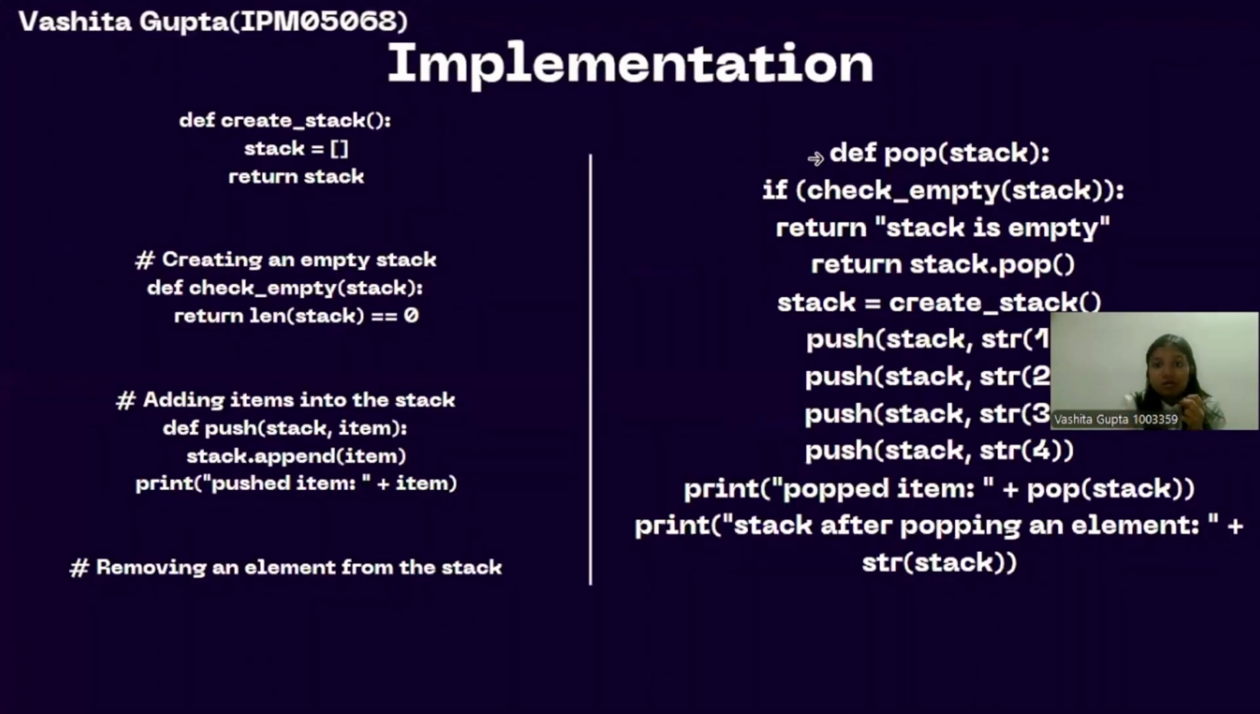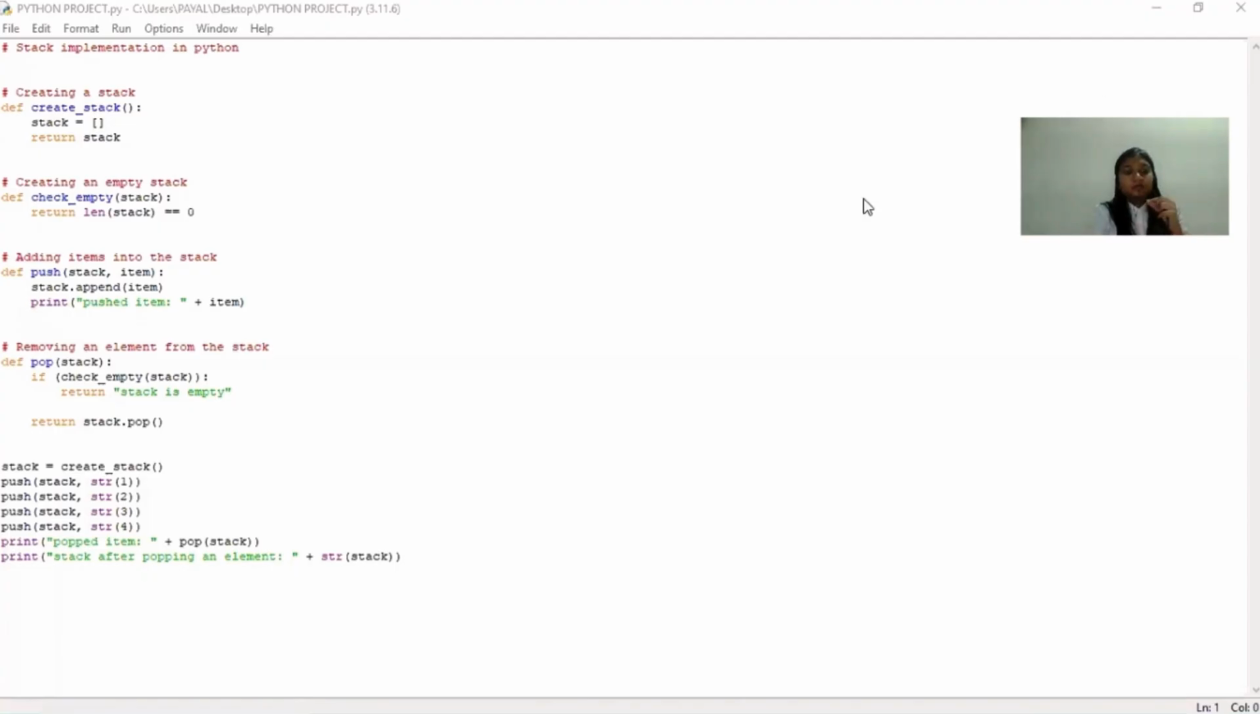So here is the program. Let's understand the program. Here we define a function to create a stack, that is create_stack. And then we'll define a function to check for an empty stack, named check_empty_stack. Now let's create a function to add a node. So define push(stack, item). And then we'll add a print of the pushed item to make it easier to understand which item is pushed.